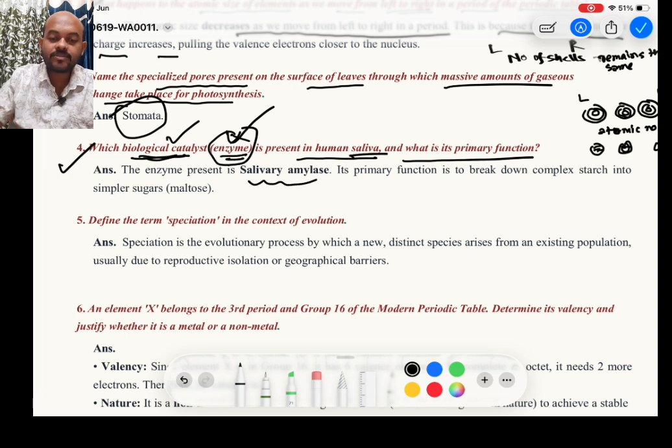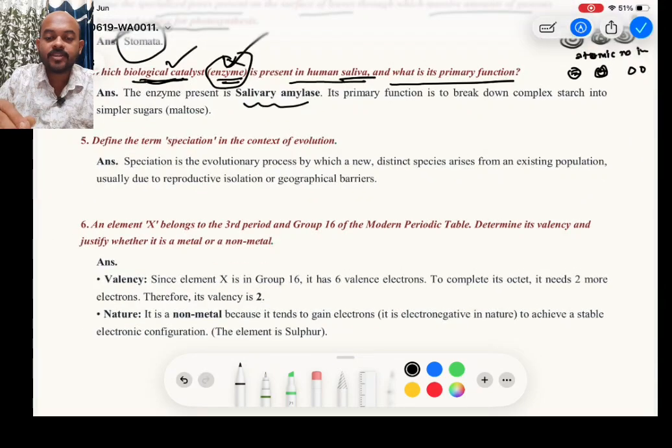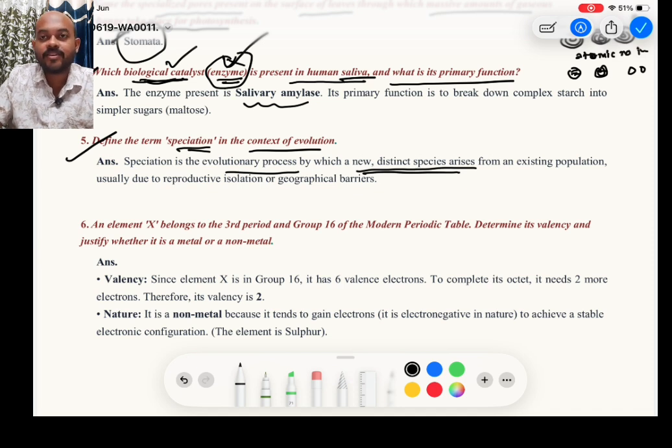Okay. Next, define the term speciation in the context of evolution. So speciation is an evolutionary process by which new distinct species arise. So what is a species? A group of individuals or a group of population which can reproduce among themselves. And we have seen in sexual reproduction, so when the generation increases, then variation also increases. When variation will increase, then what will happen? There will be change in species, and this changing in species is called speciation. In simpler terms, you write it.